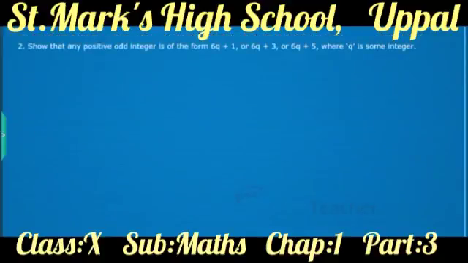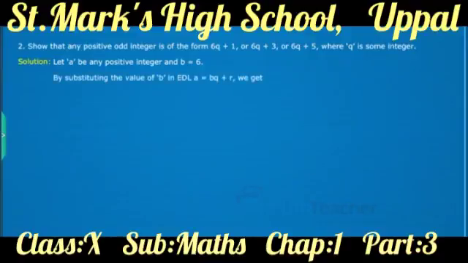Show that any positive odd integer is of the form 6q plus 1, or 6q plus 3, or 6q plus 5, where q is some integer. Solution. Let a be any positive integer and b equal to 6. By substituting the value of b in EDL, a equal to bq plus r, we get a equal to 6q plus r, where 0 is less than or equal to r less than 6.